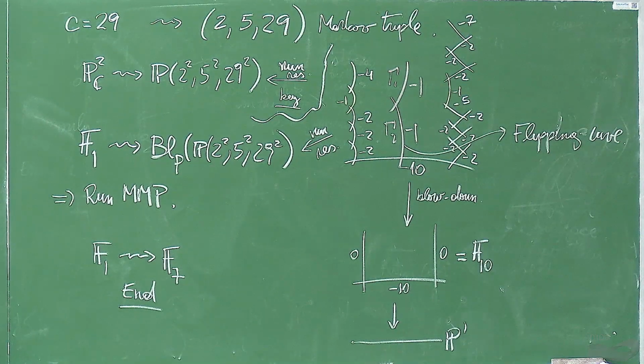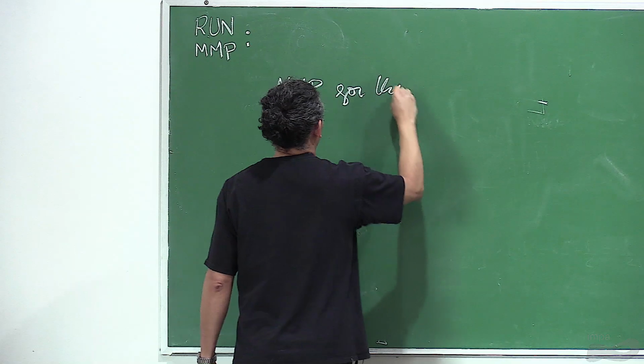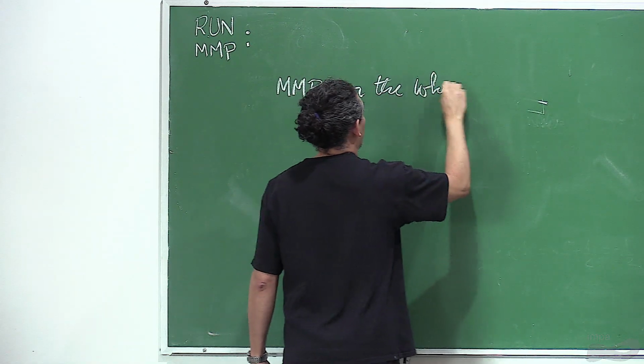Okay, so now I want to make sense of the MMP. I want to explore what is this MMP for the whole Markov tree.